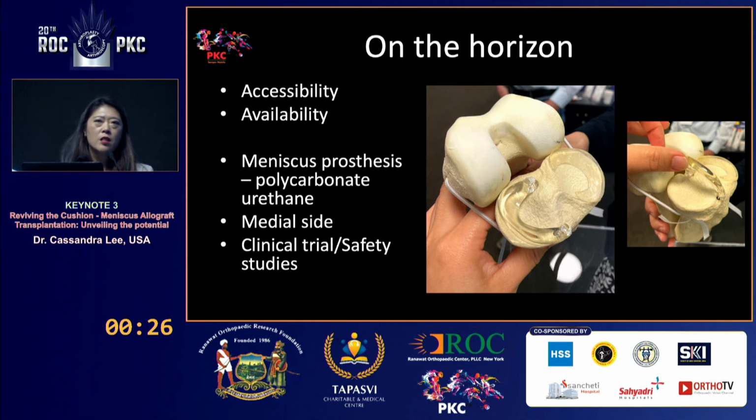So what's on the horizon? There's an issue with accessibility and availability, right? Getting grafts is not easy. Not everyone can get them. So this is something that's coming out of Europe. It's in stage 1 trials looking at just safety, but it's a meniscus prosthesis made out of PCU. It's only indicated for the medial side at this time. So we'll see in the next 10, 15 years where this takes us.